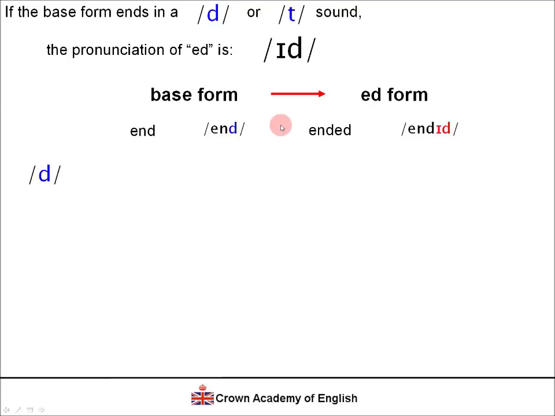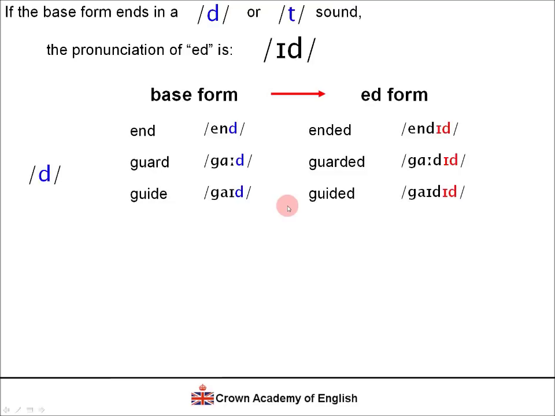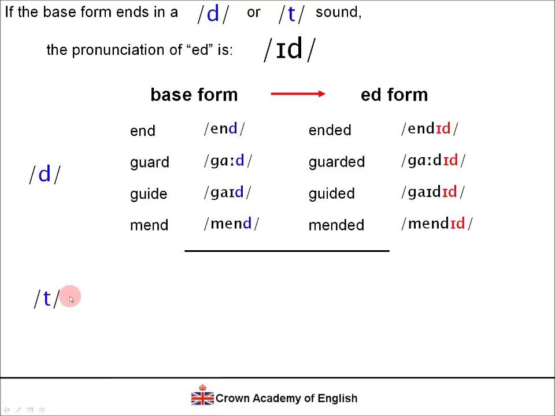So let's look at the other examples. Guard, guarded. Guide, guided. Mend, mended. It's always an extra syllable. Id. Now let's look at verbs that end in a t sound. And it's the same thing. We add a syllable.